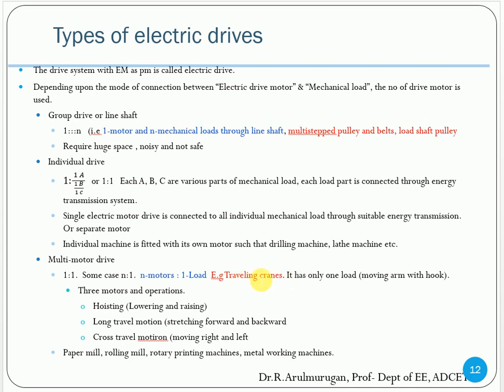So for a crane, what is the load? Here the load is nothing but one moving arm and a hook. The moving arm and hook is the load. And how is the traveling crane operated? Three types of operation. One is you move up and down, the hoisting operation. Then long travel motion, so forward motion and reverse motion.